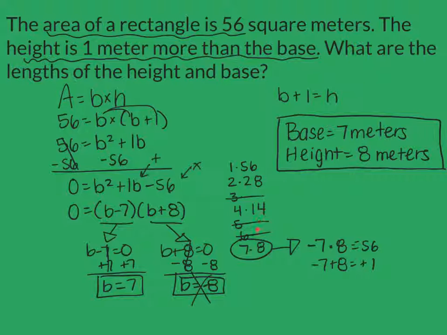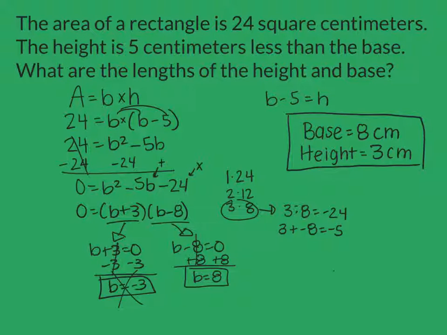Here are all the numbers I checked until finally I found a pair, and then 7 needs to be negative and the 8 positive to multiply to negative 56 and add to positive 1. So I filled in the parentheses with those two numbers, made each parentheses equal to 0 and solved. I got the base equals 7 and the base equals negative 8. This negative answer does not make sense in the context of the problem, so the base is 7. And if the height is 1 more, that would mean the height is 8 meters.